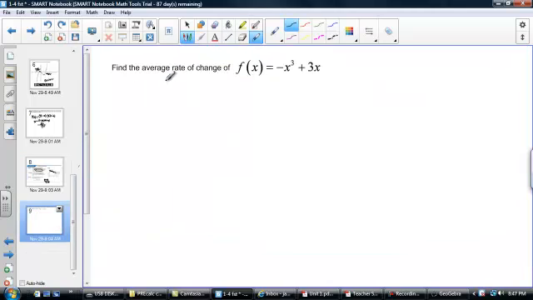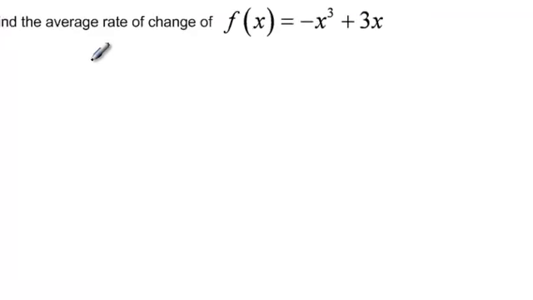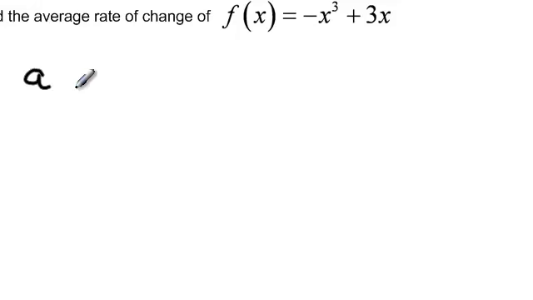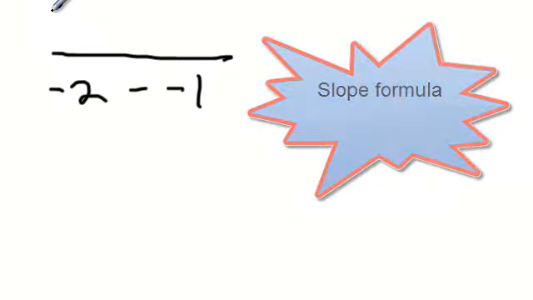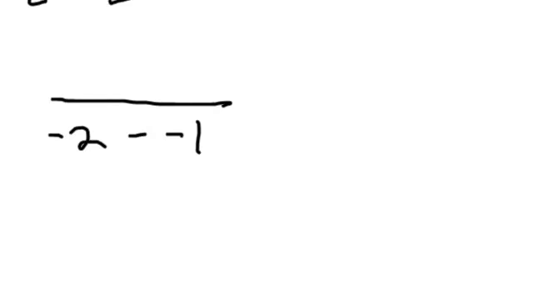Find the average rate of change of this function along this interval, -2, -1. Now, I know what my x values are. I plug them in. -2 minus -1. Now, I need to find my y values. Well, those are pretty easily found.